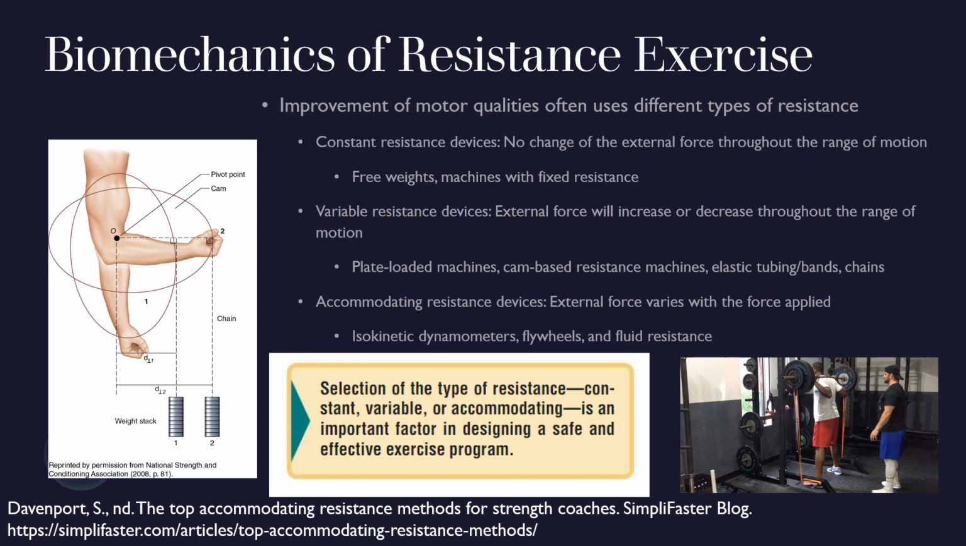Now, with accommodating resistance devices, typically we see the same approach of adding bands to squats to help with max strength, or using chains to help bring up a bench press that may be lagging. Occasionally, a coach will support the use of bands and chains as a replacement to Olympic lifts, almost as an either-or option for power development. Selection of the type of resistance, whether constant, variable, or accommodating, is an important factor in designing a safe and effective exercise program.